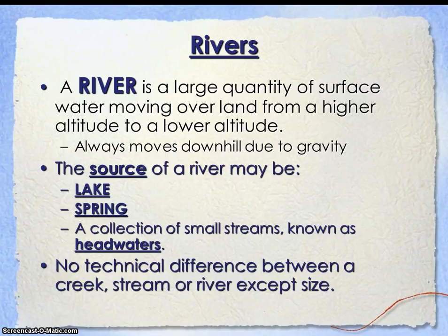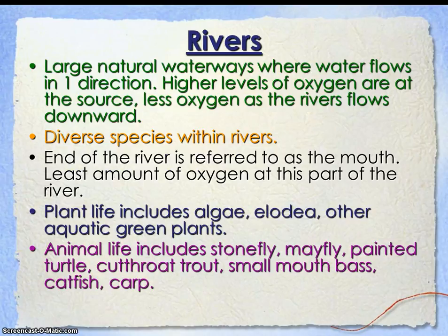The source of a river could be springs. Usually it's small streams that start up in mountain or high elevation areas known as headwaters. And rivers and streams are pretty much the same, except there's a difference in size. And so obviously the difference in size is going to account for the difference in water flow, difference in erosion, those types of things. So more information about rivers.